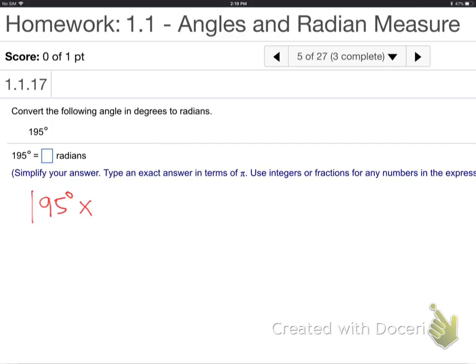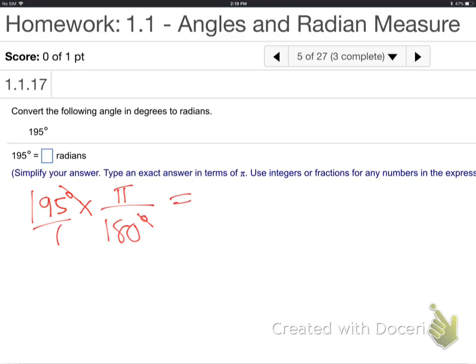So 195 degrees. I want to convert, right? So where do degrees go? Oh, wait. Degrees go away. They do go away. So they go on the bottom to go away, right? So 180 degrees, bye-bye degrees, and pi on the top. Is that good? That's our bridge. It's the easiest bridge. So there it is.